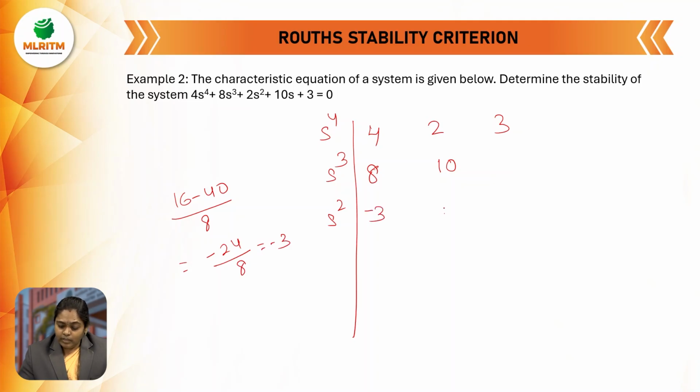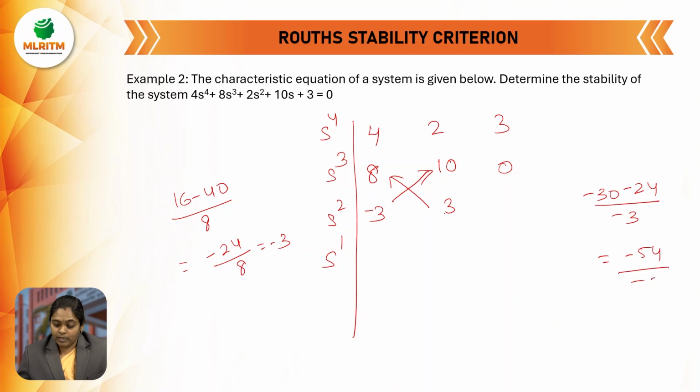In order to write down here, 8 into 3, 24. 24 minus 0, 0 by 8. That itself indicates 3. S power 1, just cross multiplication. Minus 30 minus 24 by minus 3. It becomes minus 54 by minus 3. Minus will get cancelled. So I will be getting 54 by 3. And this is anyhow 0. S power 0 is multiplication of these two divided by this.